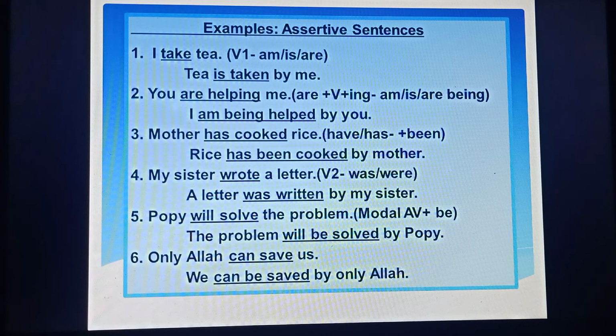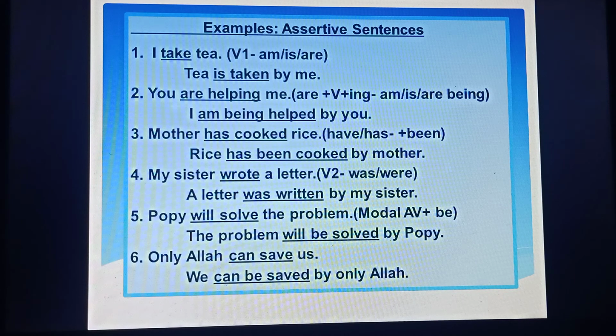My sister wrote a letter. So my sister is the subject, so this will be the object. So wrote is the past form or second form of the verb, so we'll have to use was or were, then the past participle form. And a letter is the object, so this will become the subject. So a letter was written. As this is singular, we are using was. If it is plural, then we'll have to write down were. So a letter was written by my sister.